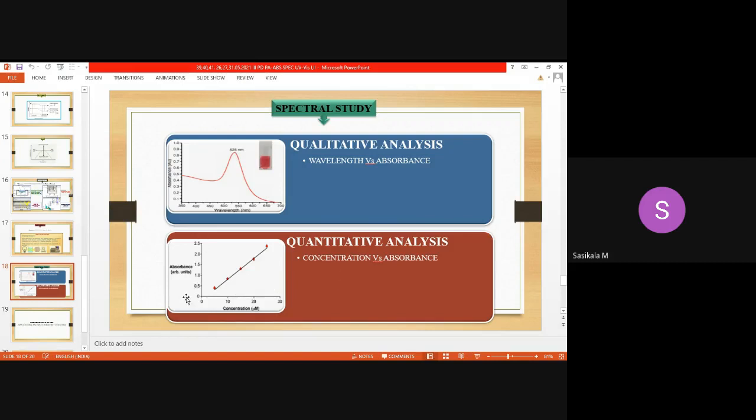So in what way will we plot the curve? Concentration on the x-axis, absorbance on the y-axis, with different concentrations of the same sample. So we fix the lambda max. The qualitative study is through the spectrum scan, whereas for quantitative analysis, once the lambda max is fixed, we can go with the quantitative analysis. At the fixed nanometer, you are measuring the various concentrations.